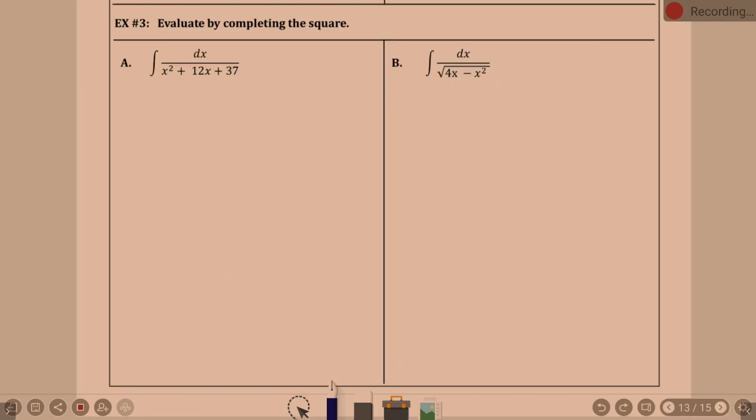3a is evaluating by completing the square. With this in mind, we didn't get to our completing the square examples in the last lesson.